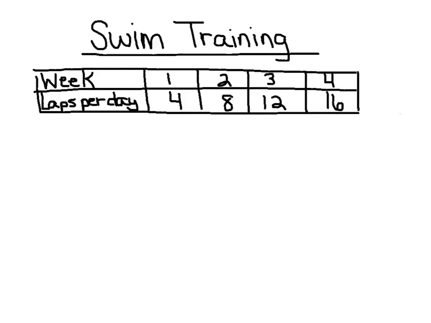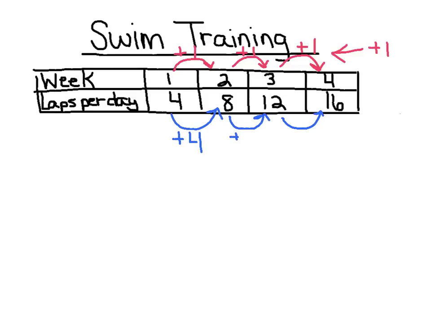Week 4 we swim 16. When we're given a table, the first thing we want to do is find the pattern that's happening in each row. So we want to look from here to here to here, and we want to decide, how do I go from 1 to 2? How do I go from 2 to 3, 3 to 4? Well, I do that by adding 1. So this pattern is to add 1. Then we're going to look down here in this row in our laps per day, and we're going to decide what is the pattern happening there. Each time from 4 to 8, 8 to 12, 12 to 16, I would add 4. That change in that variable is to add 4.